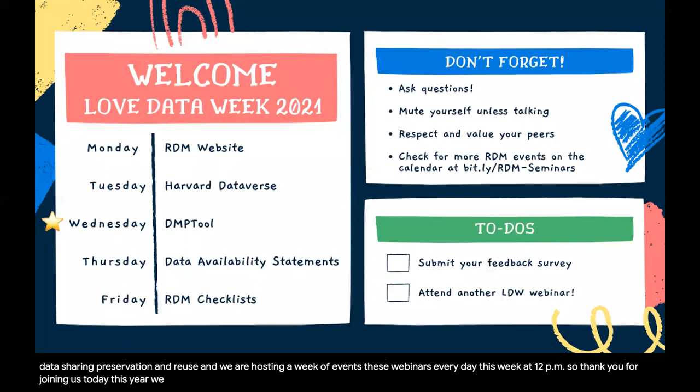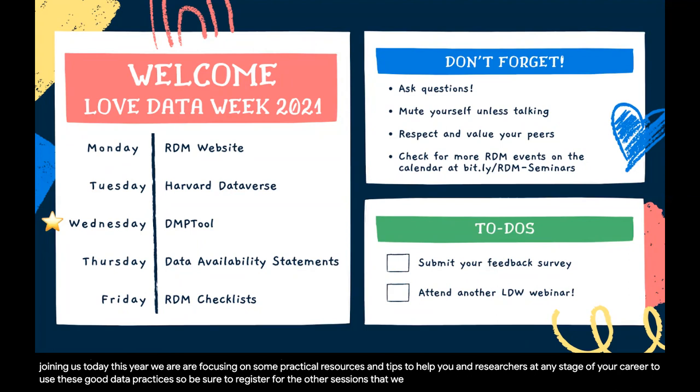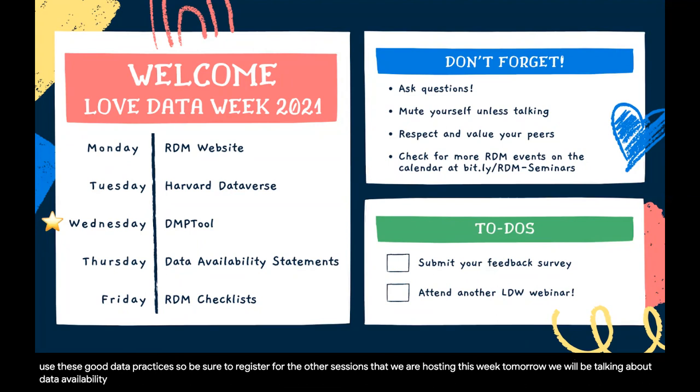This year, we are focusing on some practical resources and tips to help you and researchers at any stage of your career to use these good data practices. So be sure to register for the other sessions that we are hosting this week. Tomorrow, we will be talking about data availability statements. And then on Friday, we'll wrap it up with these research data management checklists, which you can use throughout the data lifecycle, which we will talk about today.